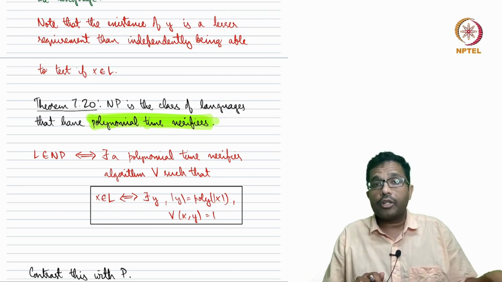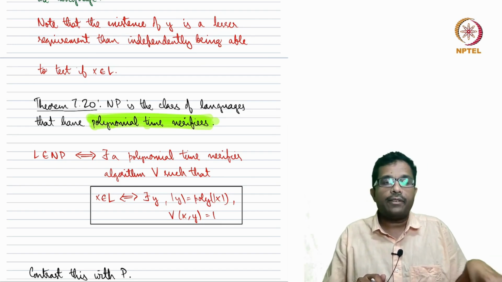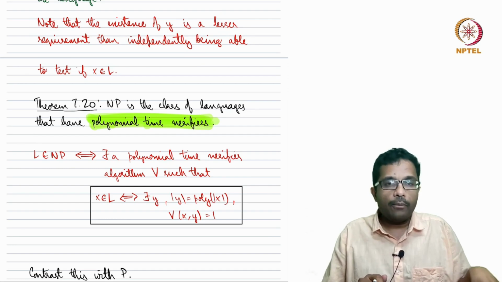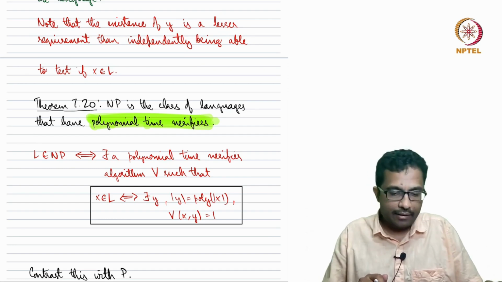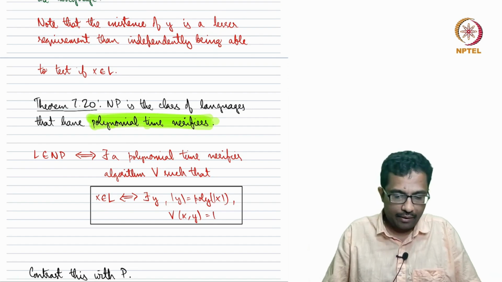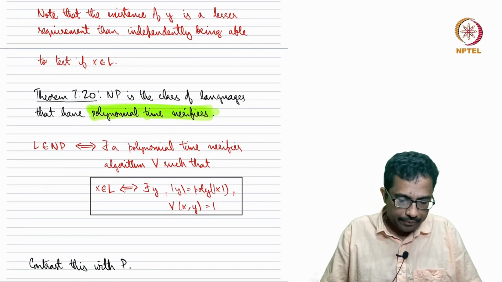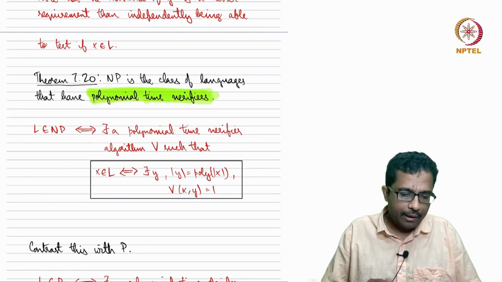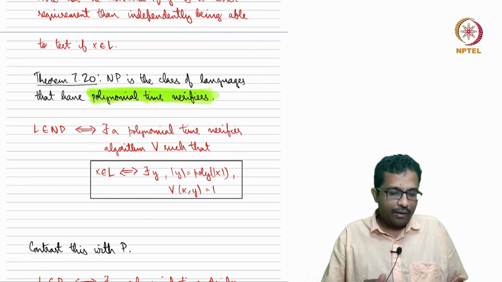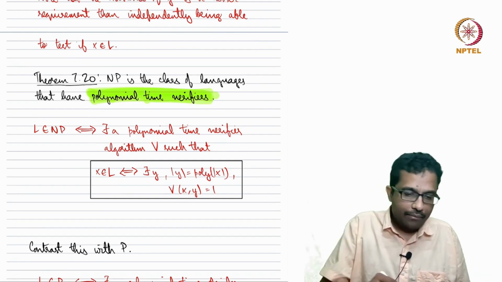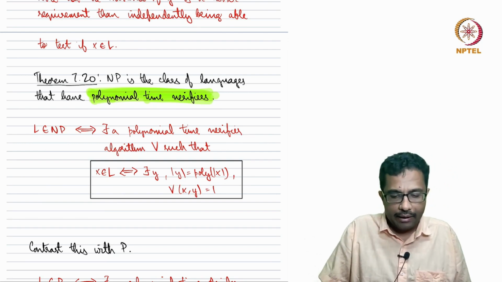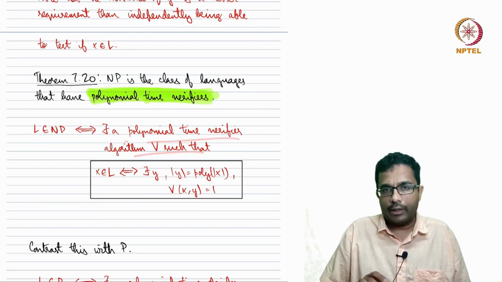So we earlier saw that NP is a class of languages that have a polynomial time non-deterministic decider. Now I am saying it is a class of languages that have polynomial time verifiers, right? In other words, what do I mean by polynomial time verifier? It's what we just discussed. So L is in NP if there is a polynomial time verifier algorithm for the language L.